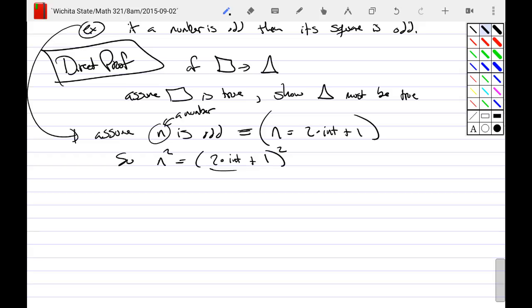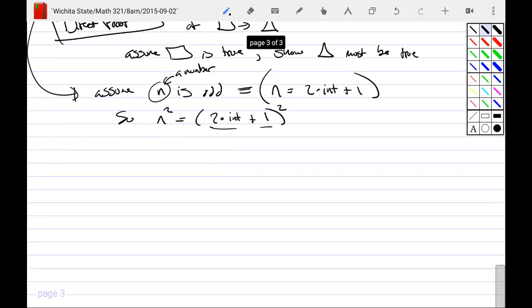Everybody know how to square a binomial? Square the first, twice the two multiplied, square the second. But that's logically the same as n squared is equal to 4 times this integer squared plus 4 times this integer plus 1. A lot of times instead of saying int, you'd write k, right, to make it easier. You wouldn't use n because I already used n.